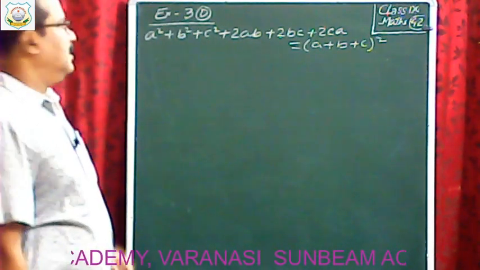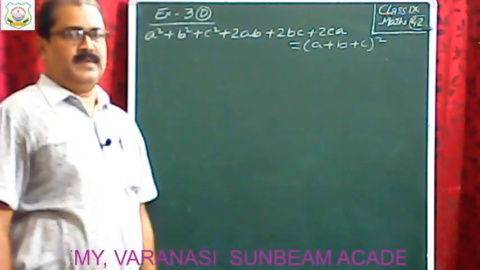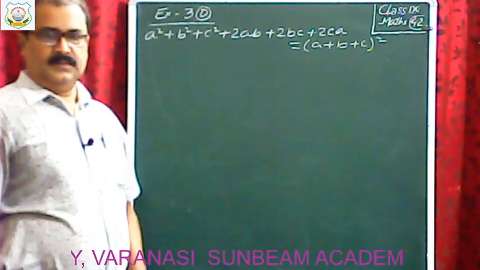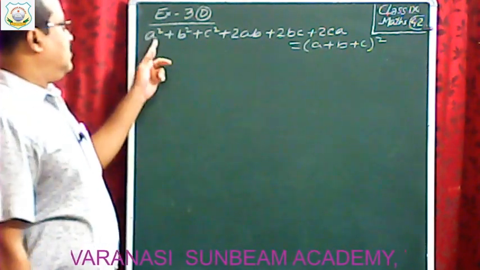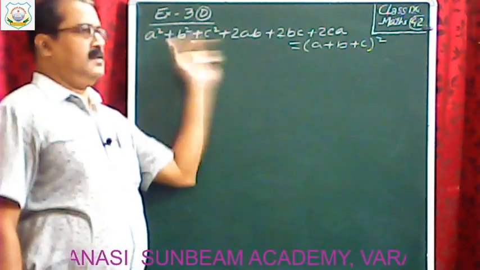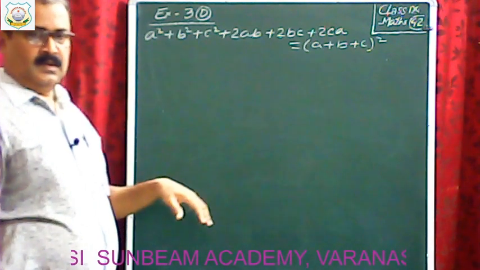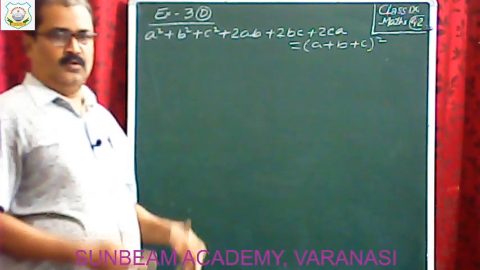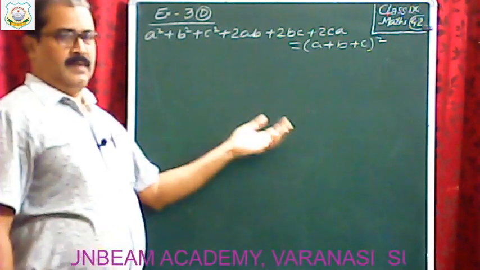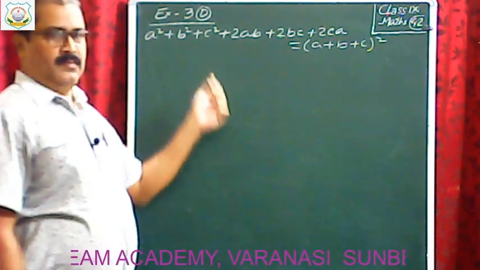Okay. a square plus b square plus c square plus 2ab plus 2bc plus 2ca equals a plus b plus c whole square. Clear? This is a polynomial given in terms of this, and you have to formulate the polynomial, and thereafter you have to factorize. You have to follow the factorization process.